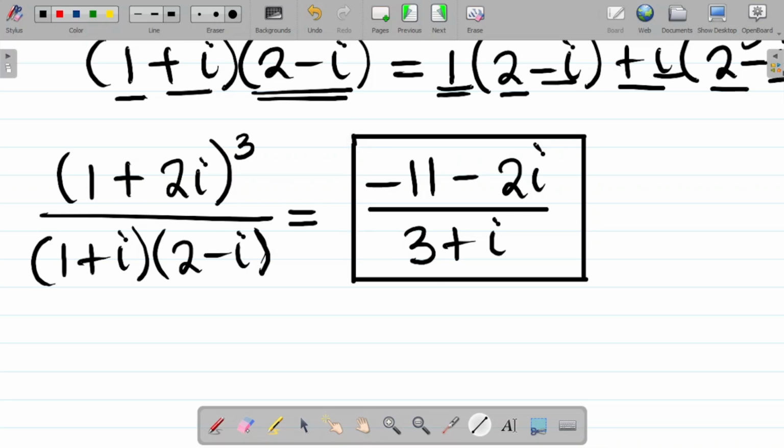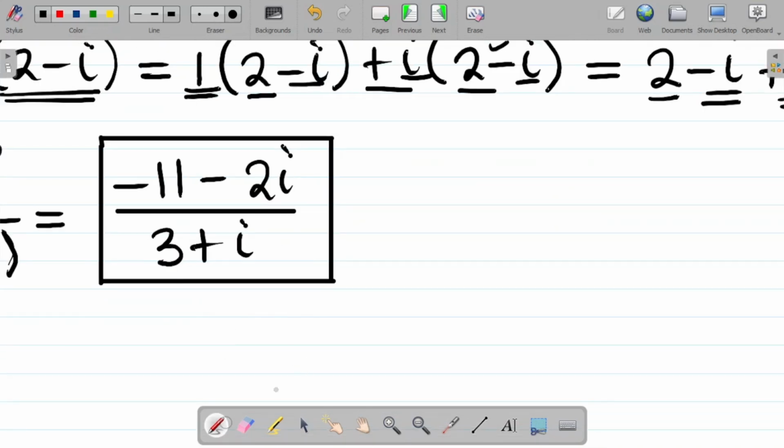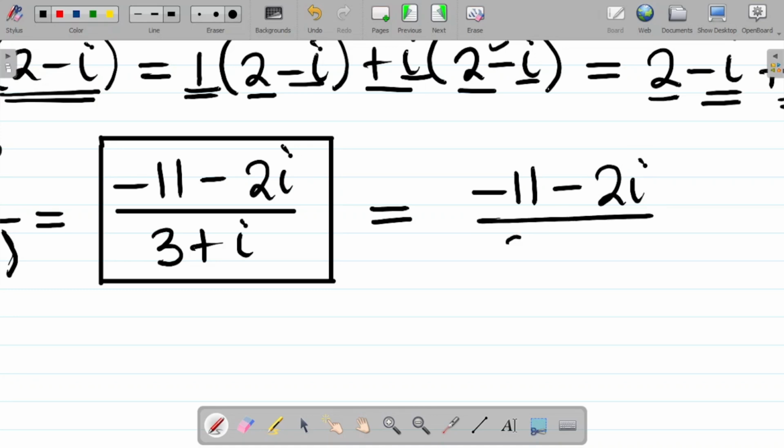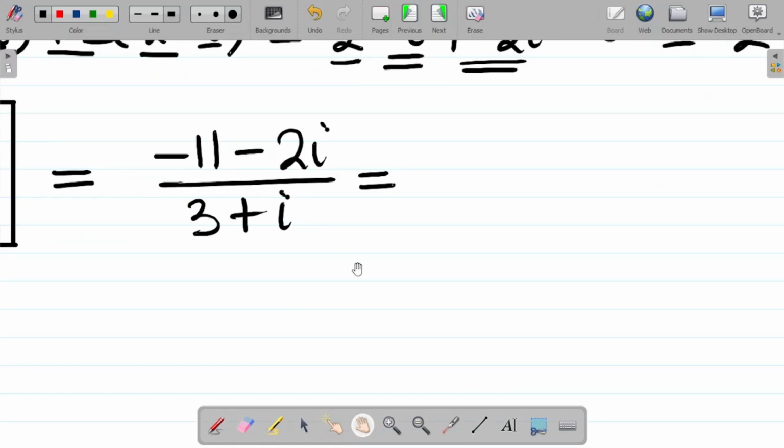So what next? Our next task now would be to pick up this one here and work on this. So this will be equal to 11 minus 2i all over 3 plus i. How do you simplify this? Now, what is wrong here is that the denominator of this fraction is a complex number that has i in it. And we said it's not proper to have the denominator of a fraction as a complex number. So in cases like this, you have to rationalize.